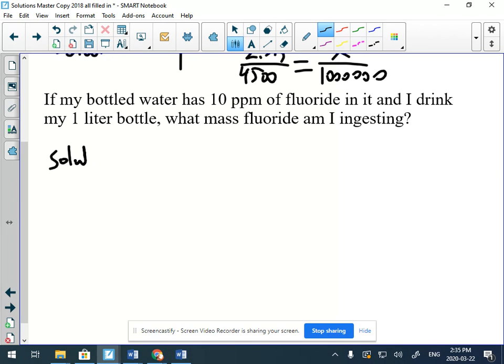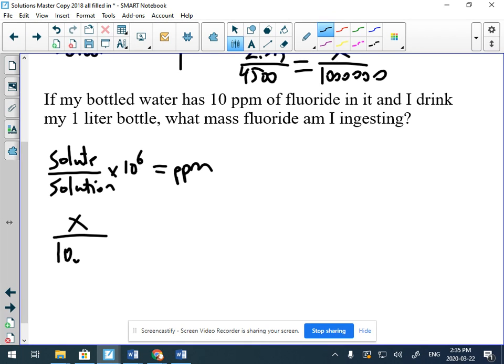Solute divided by solution times 10 to the 6 is equal to parts per million. Perfect. We don't know what's in the water, so that's X. We know that we have a 1 liter bottle, so let's just change that to milliliters. So we're solving for grams. And we're going to times that by a million. And it says that the fluoride is in 10 parts per million.